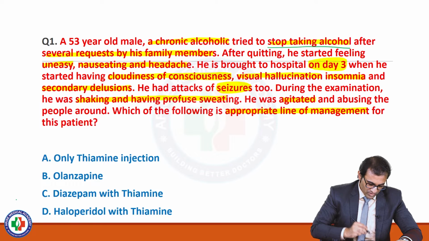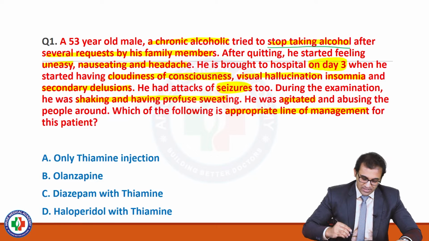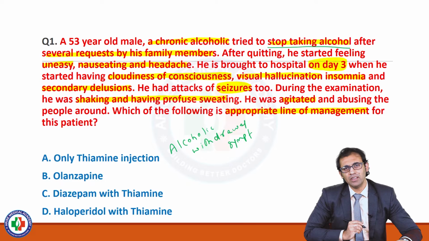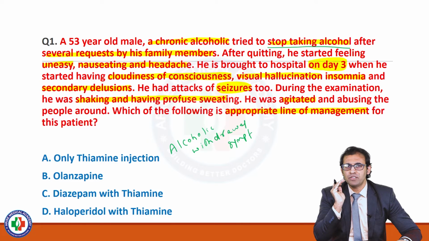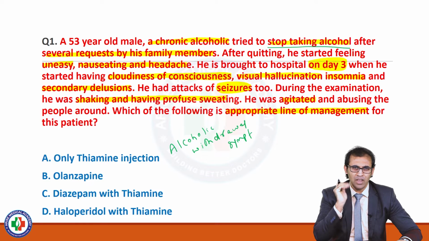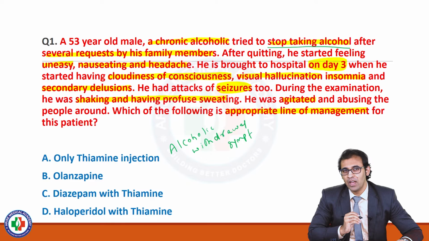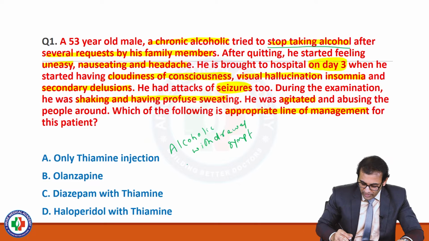First of all, you tell me what the diagnosis is. Easily you can understand that these are alcohol withdrawal symptoms. As we have learned, what are the withdrawal symptoms which occur after cessation of alcohol? The first withdrawal symptom occurs when the last peg a person had was 6 hours before. So the first symptom will occur after 6 to 8 hours.